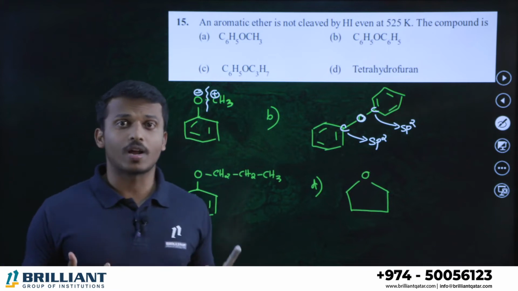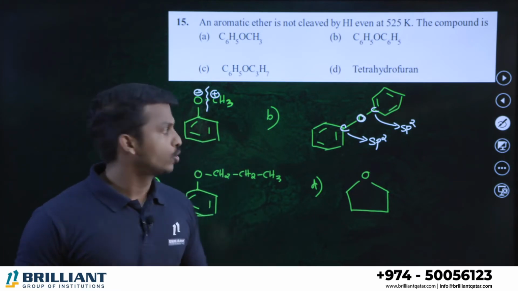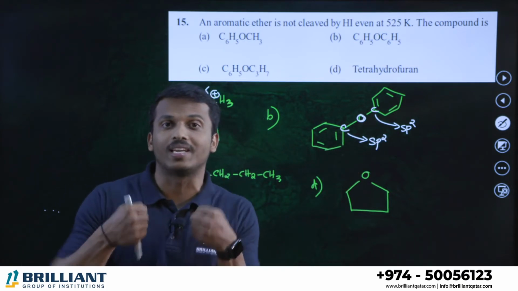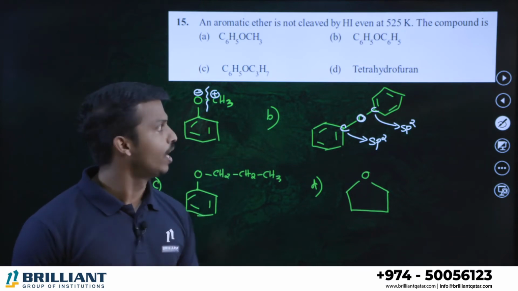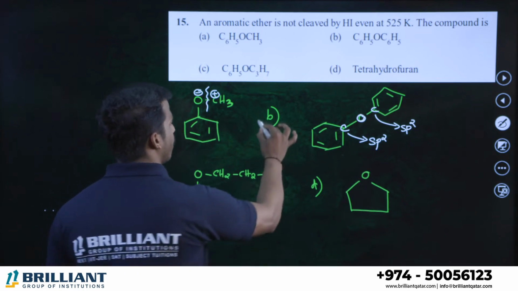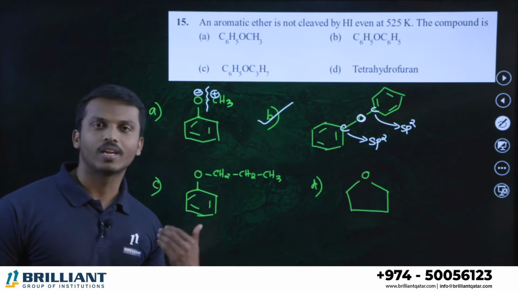You know, sp2 carbon means it has a little greater electronegativity. So these 2 carbons which are bonded with the oxygen are highly electronegative carbons. So the bond is a little strong. We cannot break it even at 525 Kelvin. Okay, so this is the compound. It cannot be cleaved by treating with HI.